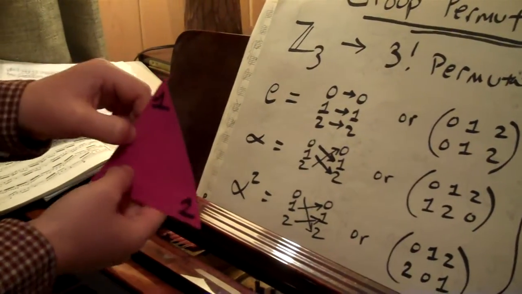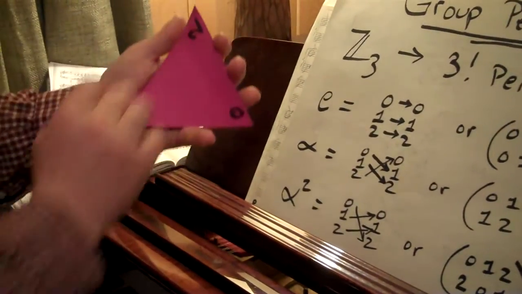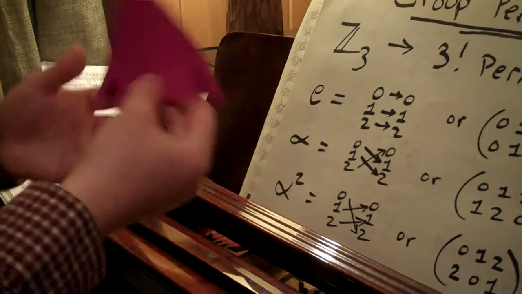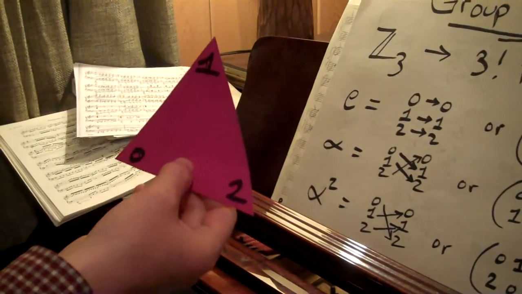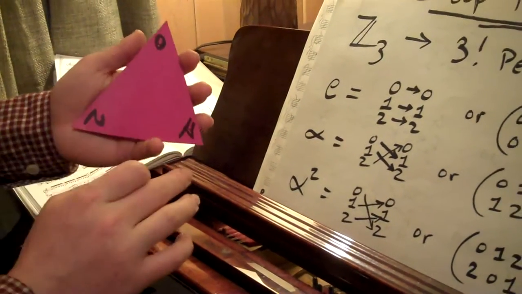Well, this represents a rotation. So now, rather than 0, 1, 2, we have 1, 2, 0. Alpha squared, similarly, is just twice that. So we do 2 rotations, and we end up with 2, 0, 1.